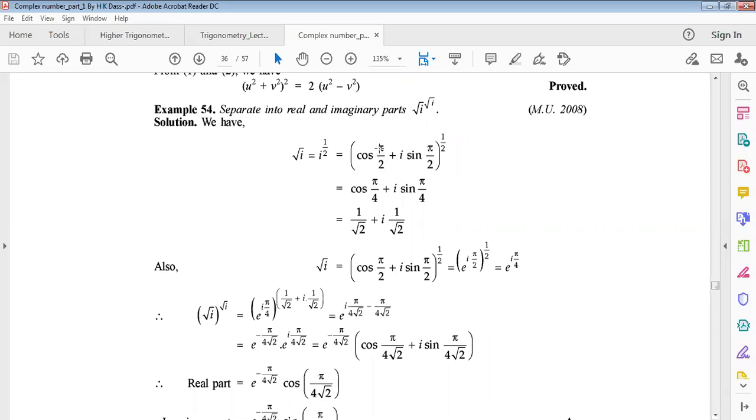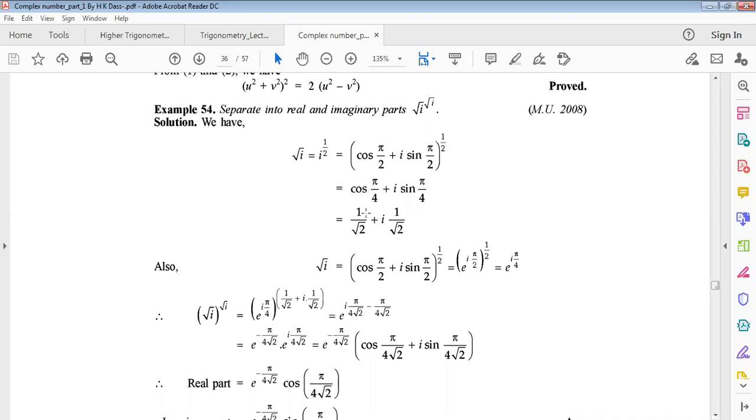Complex number: i = (cos π/2 + i sin π/2)^(1/2). But by De Moivre's theorem, the power is multiplied with the respective angle. So 1/2 multiplied by π/2 gives π/4, and again 1/2 multiplied by π/2 gives π/4, by using De Moivre's theorem.